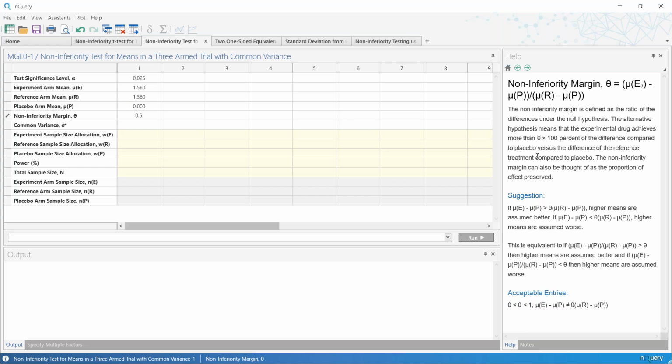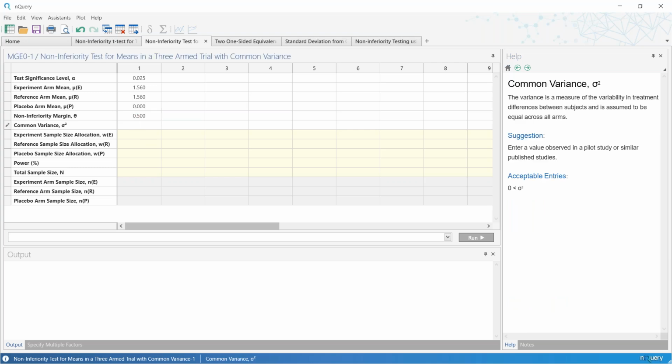And you can see here very clearly it explains that this is about the ratio of the differences. But you could also think of it as the experimental effect versus placebo, or 1.56 minus 0, being greater than this margin multiplied by the reference effect minus the placebo effect. And then in this case, the common variance is 6.25. Note that they had the standard deviation in their calculation, but the variance is just the standard deviation squared. So 2.5 squared is equal to 6.25.